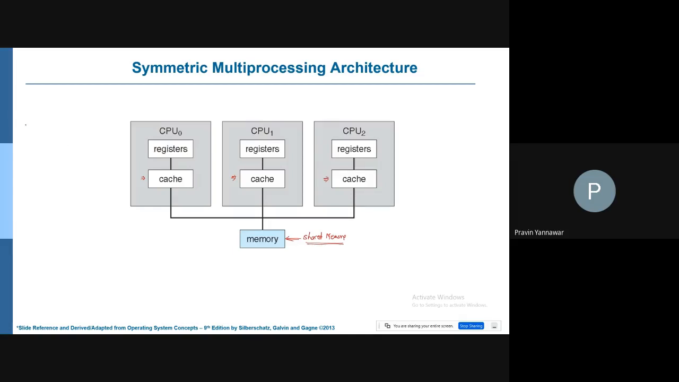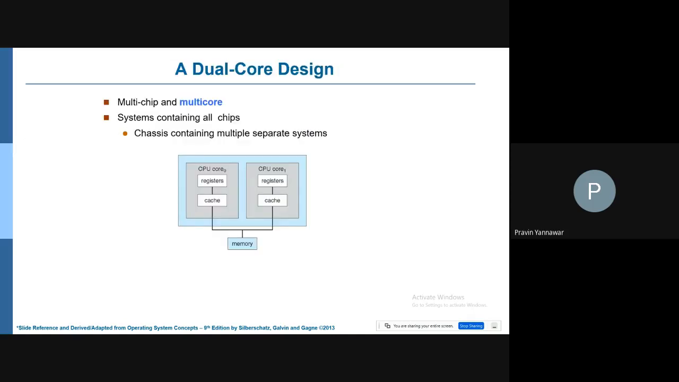This work can be done in a symmetric way, or in an asymmetric way. In the asymmetric way, each processor has a particular work assigned. In the symmetric way, everyone can do all sorts of work. This is important.